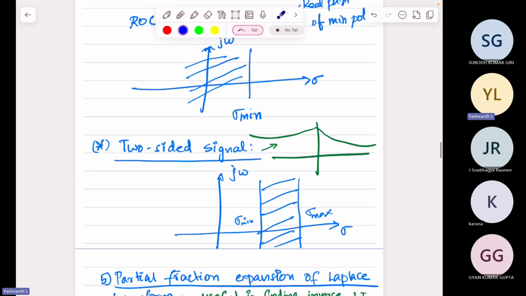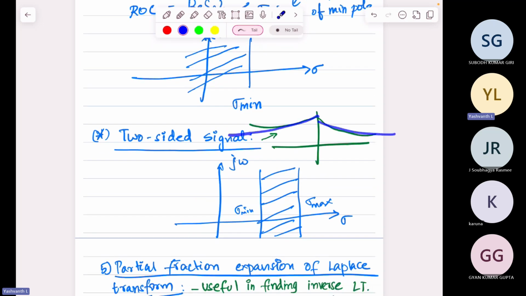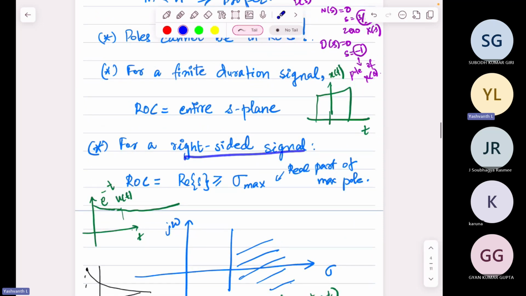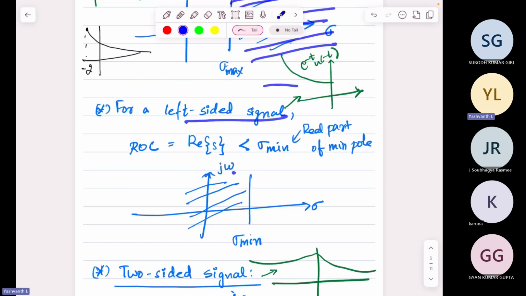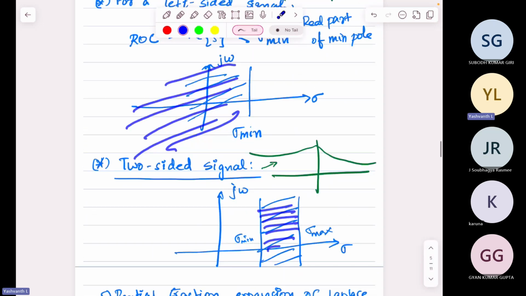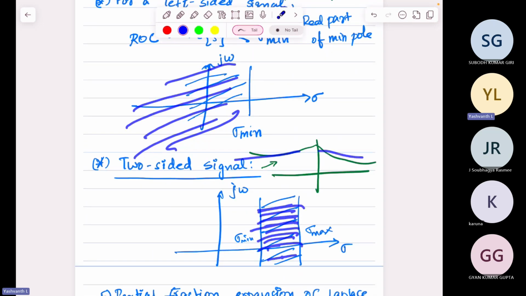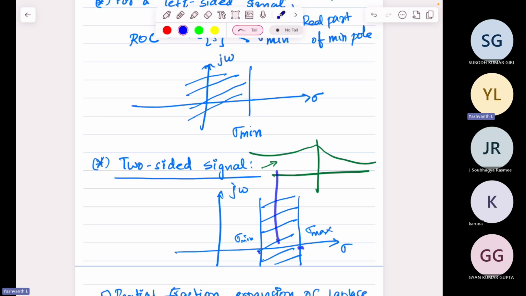Now, finally, the two-sided signal, which takes non-zero values on both the negative and positive t axis. The ROC will be a finite strip. For a right-sided signal, the ROC is also right-sided. For a left-sided signal, the ROC is also left-sided. But for a two-sided signal, the ROC is a finite strip between sigma min and sigma max. It's a finite strip on the sigma axis, but it can extend anywhere along the y axis.